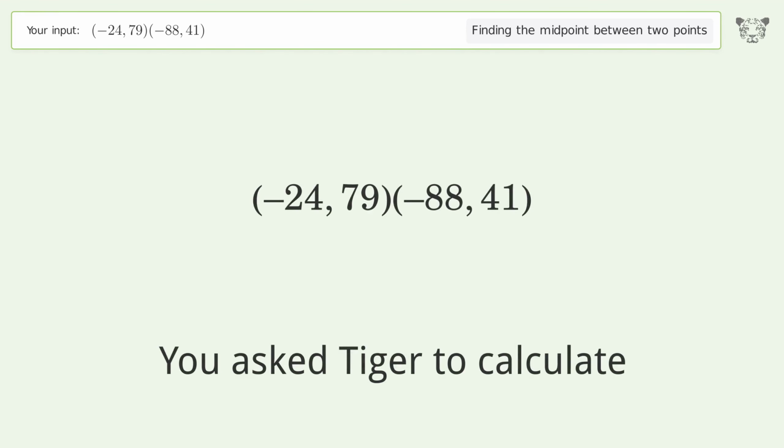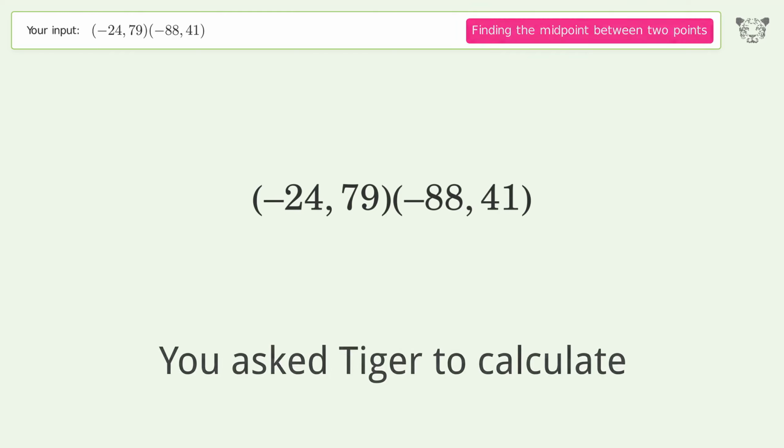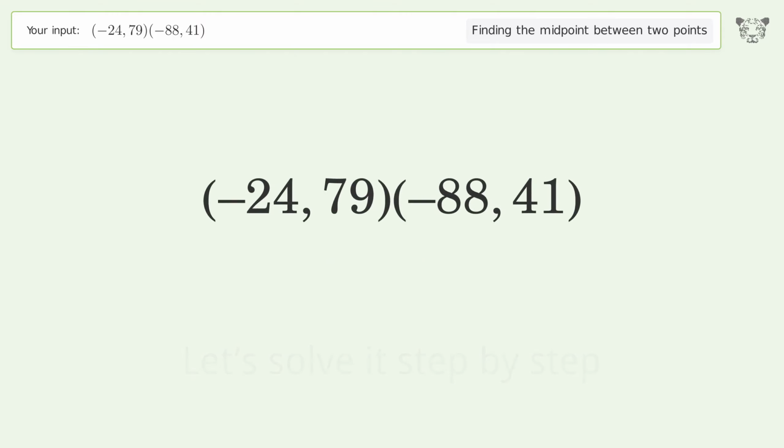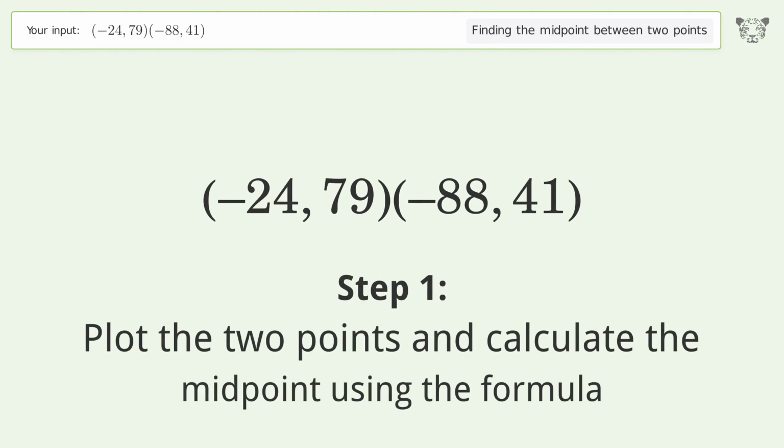You ask Tiger to calculate. This deals with finding the midpoint between 2 points. The midpoint between the 2 points is negative 56, 60. Let's solve it step by step. Plot the 2 points and calculate the midpoint using the formula.